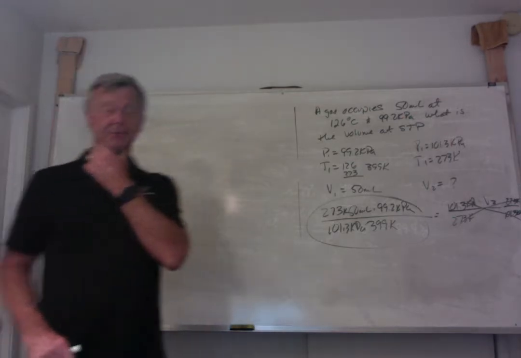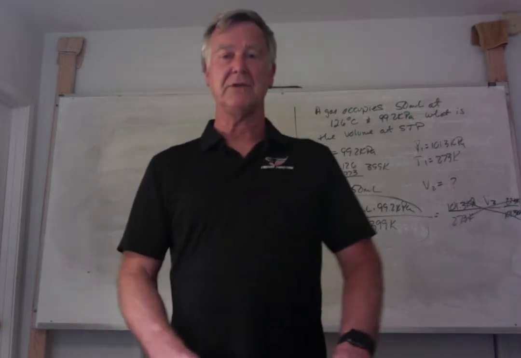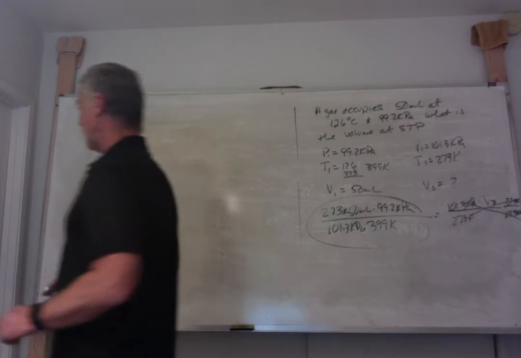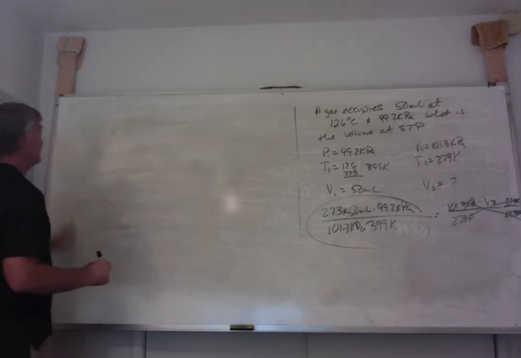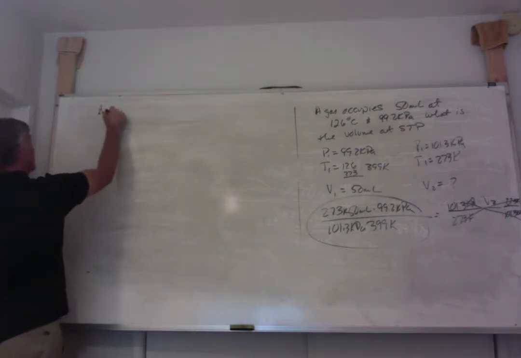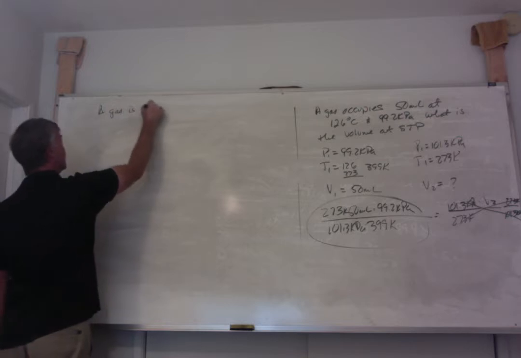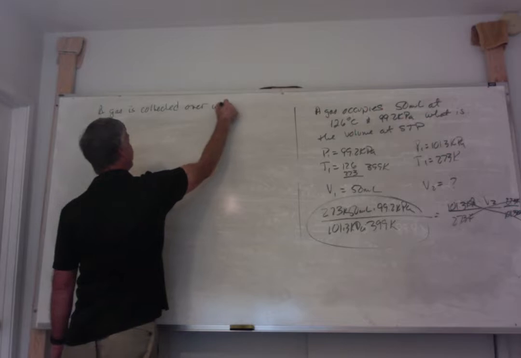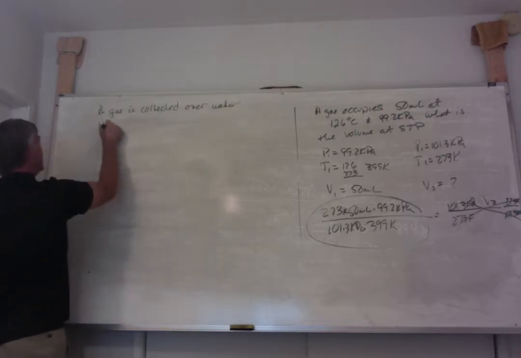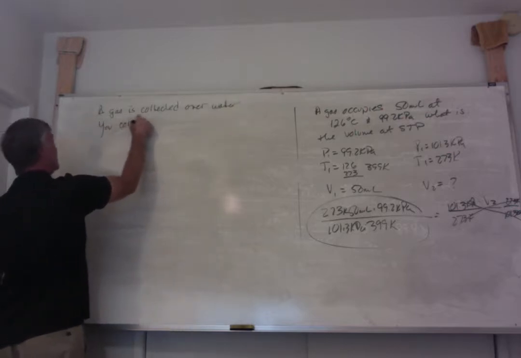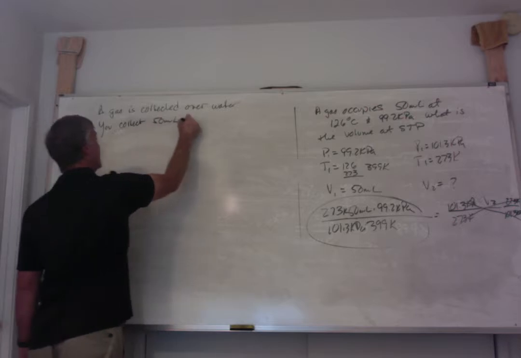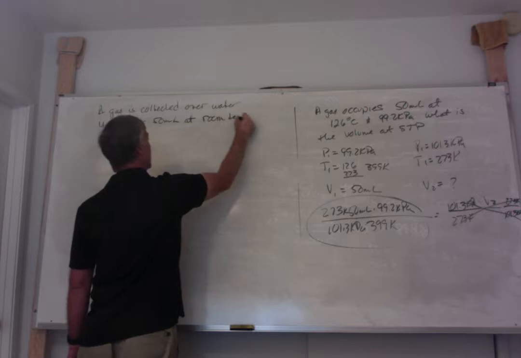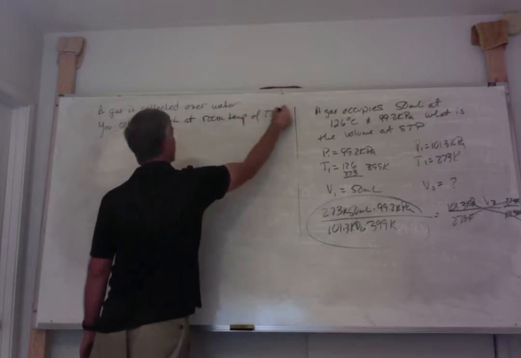So let me continue. Let's look at a Guy-Lussac's law problem. Not Guy-Lussac's, a Dalton's law problem. They might tell you something like this. The gas is collected over water. You collect 50 milliliters at a room temperature of 22 degrees Celsius.